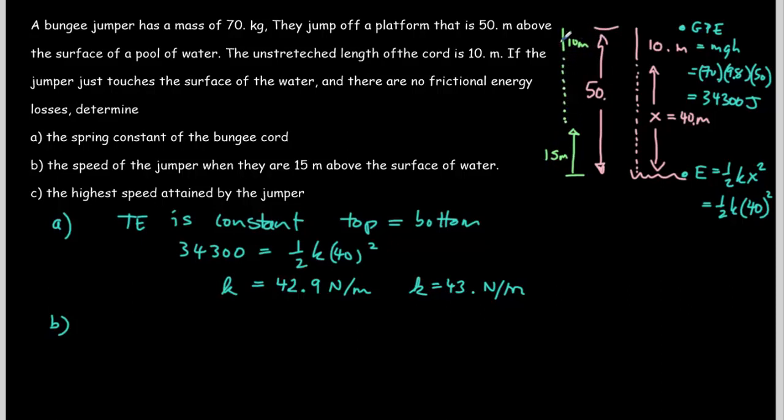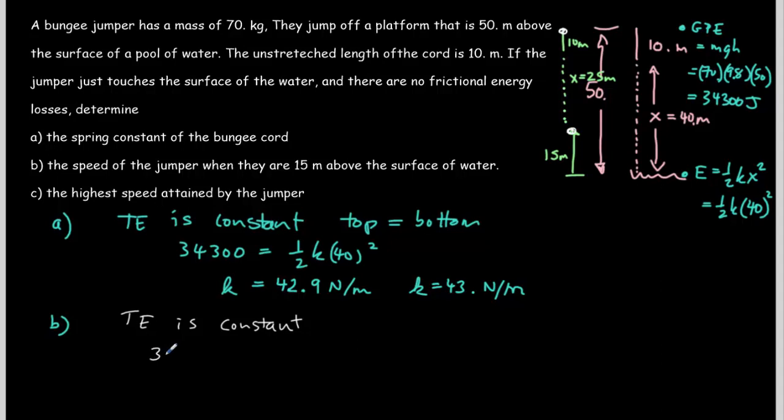So 15 plus 10 makes 25. There must be 25 meters of stretching. So what we're going to do is use the total energy at the top, that 34,300. That has to be the same as the total energy 15 meters off the surface of the water. So we can say here, once again, total energy is constant.